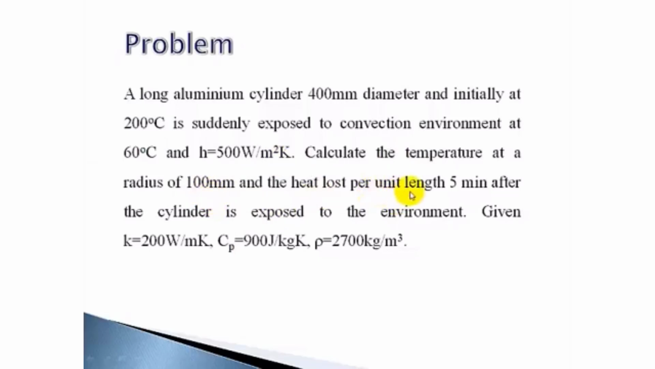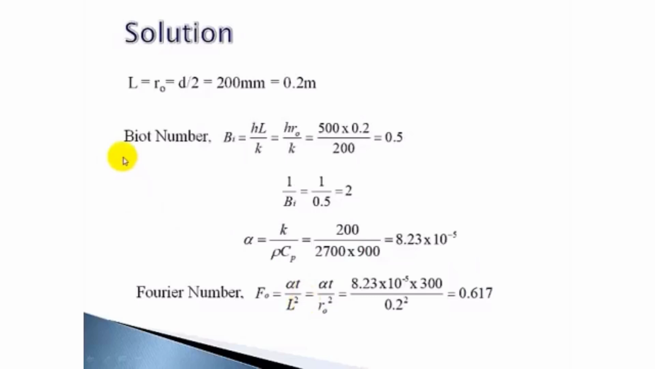And the heat lost is per unit length. It is an infinitely long cylinder, so for one unit length, what is the heat lost at the end of 5 minutes? Starting from the beginning of the cooling process, 5 minutes later, what is the heat loss per unit length that you have to calculate? So let us solve this.